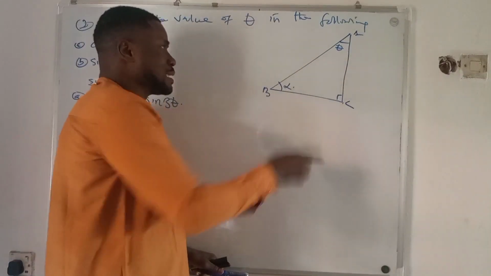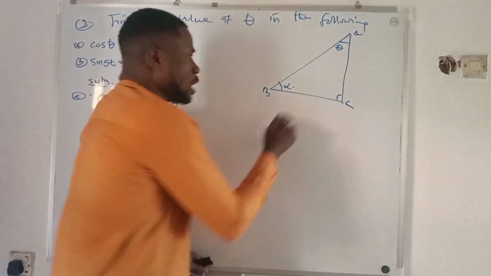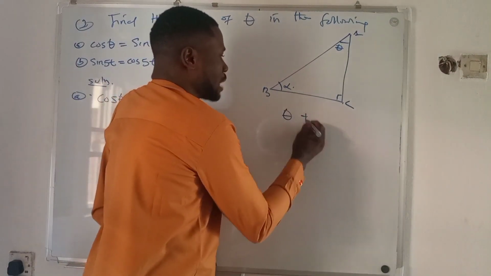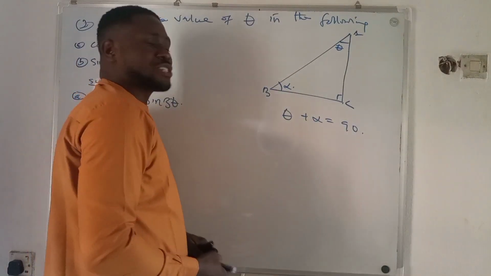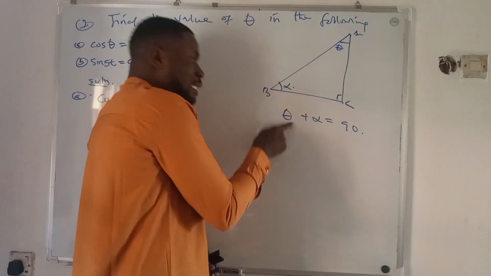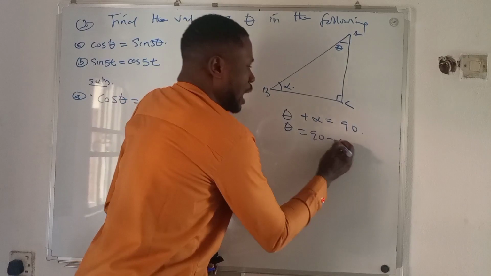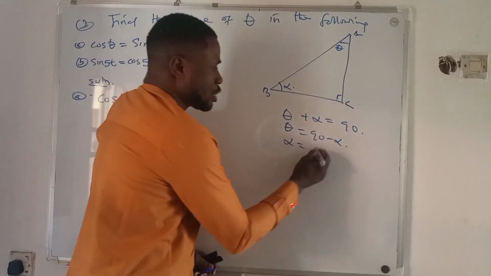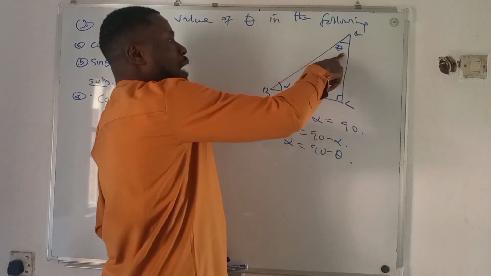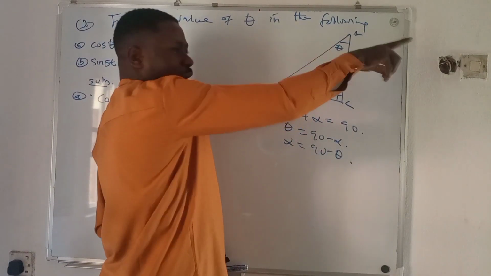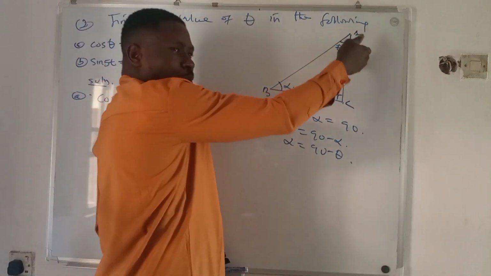But what is important is that this angle theta and this angle alpha are complementary angles. Because they are complementary angles, it means theta plus alpha will be 90 degrees. If theta plus alpha is equal to 90 degrees, it shows that theta can be equal to 90 minus alpha. It also agrees that alpha is equal to 90 minus theta. It means that if you know this angle, you can say 90 minus that value, it will give you this. If here is 30, 90 minus 30, here will be 60.